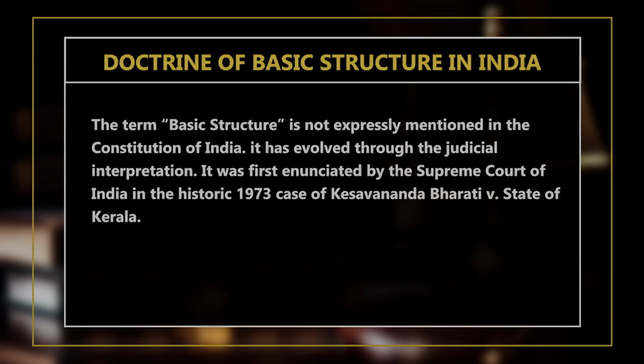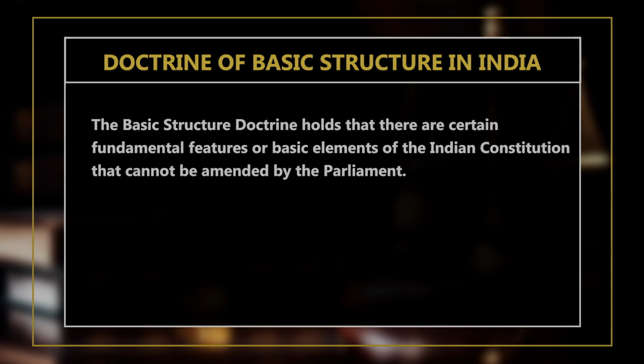Now, after discussing these amendment methods, let's talk about the doctrine of basic structure in India. The term basic structure is not expressly mentioned anywhere in the Constitution of India. It has evolved through judicial interpretations from time to time. It was first enunciated by the Supreme Court of India in the historic 1973 case of Keshavananda Bharati versus State of Kerala. The basic structure doctrine holds that there are certain fundamental features or basic elements of the Indian Constitution that cannot be amended by the Parliament.